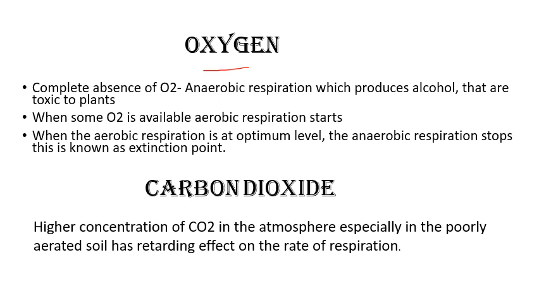If the oxygen content is high, then the rate of respiration is also high. In the complete absence of oxygen, anaerobic respiration takes place, which produces alcohol that is toxic to the plants. With some availability of oxygen, aerobic respiration starts. When the aerobic respiration is at optimum level, the anaerobic respiration stops. This is known as the extinction point. Next is carbon dioxide. If the carbon dioxide content is high in poorly aerated soil, then it has a retarding effect on the rate of respiration.